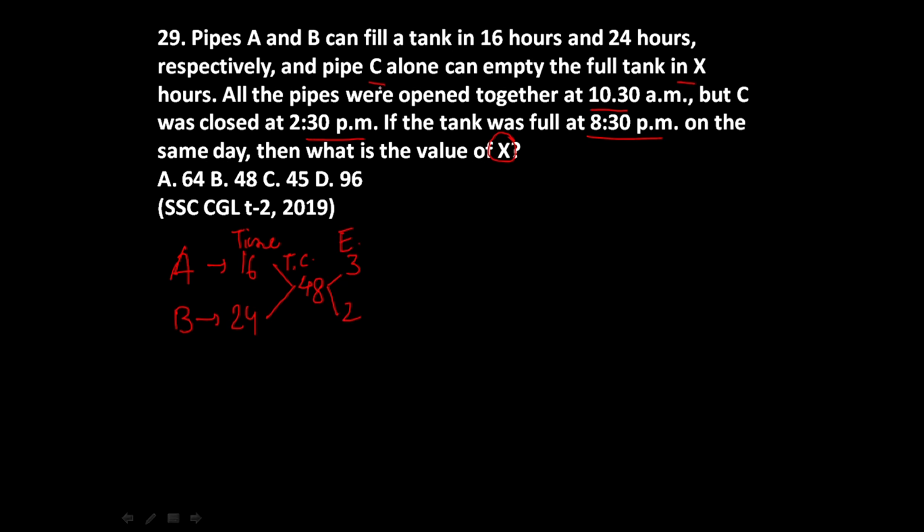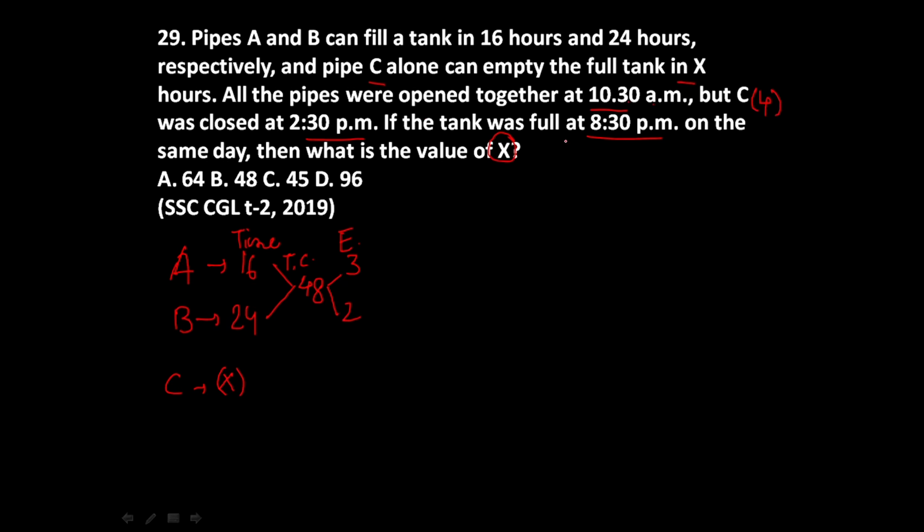Now it said that C alone can empty the full tank in X hours. We are not taking that now. It said all the pipes are open together at 10:30 a.m., but C was closed at 2:30 p.m. So C has worked from 10:30 a.m. to 2:30 p.m., which is 4 hours, right? C has worked for 4 hours.